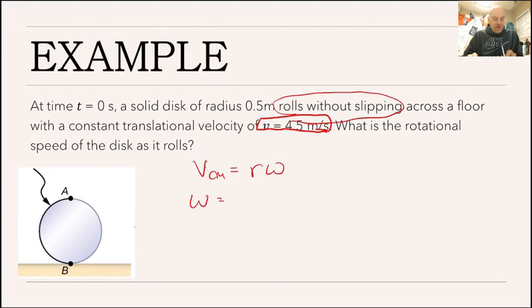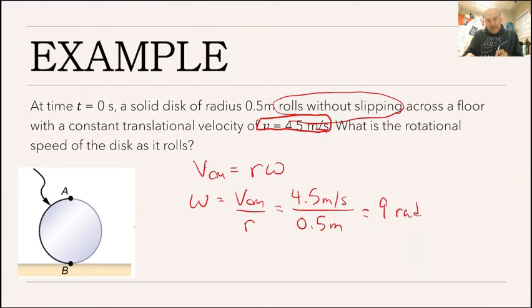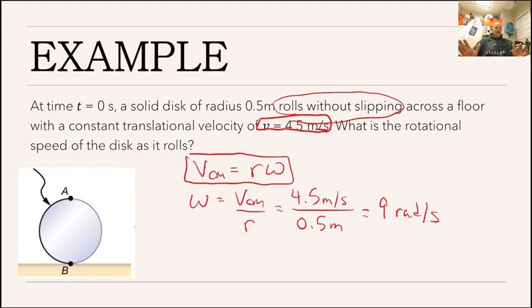Okay, so we want to find omega though. So we're going to do the velocity of the center of mass divided by the radius. And so we have 4.5 meters per second over 0.5 meters. And that's simply going to be 9 radians per second. So this disk is going to rotate at 9 radians per second. Again, this is a very simple example, but if you look at the question, it actually tells us that it rolls without slipping, which allows us to say that the center of mass will travel at the 4.5 meters per second, and then we can figure out the angular speed.